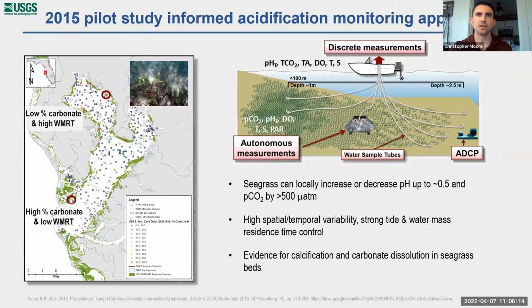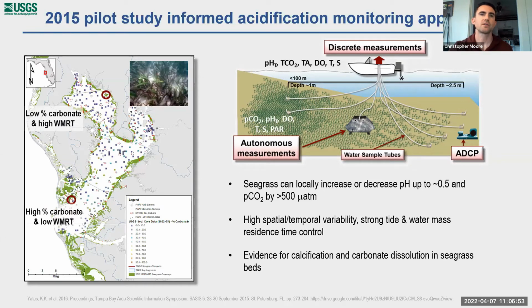So in 2015, we conducted a pilot study to examine carbonate chemistry in seagrass beds more closely to inform the development of our acidification research and monitoring approach in Tampa Bay. We established sampling transects inside and outside of seagrass beds in end-member bay environments in the upper and lower Tampa Bay, that contained percent carbonate sediments ranging from low to high percentages, and water mass residency times. We measured spatial and temporal variability of the carbonate system along these transects to examine the biological and physical controls on the water chemistry.